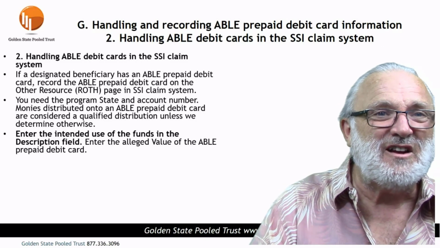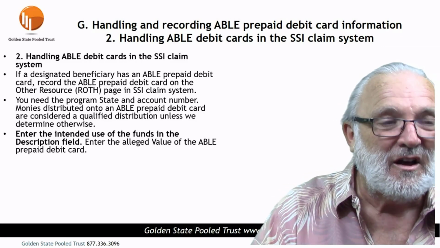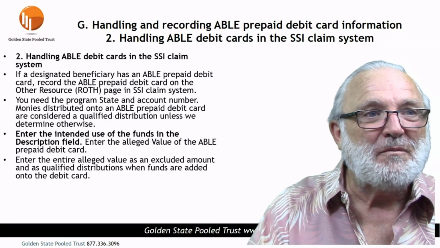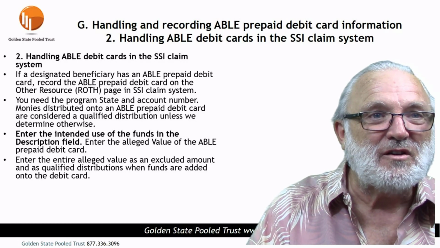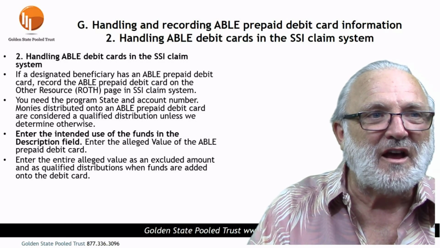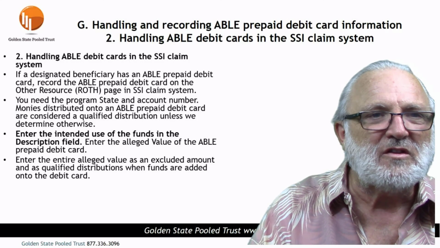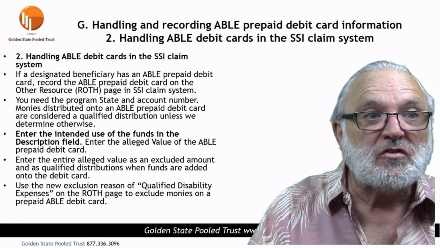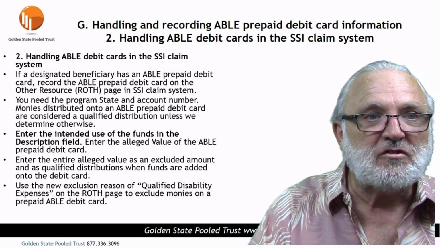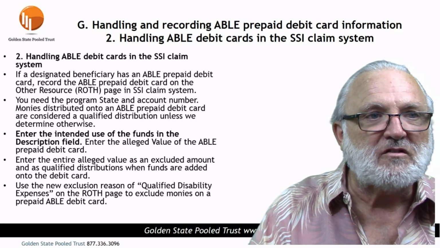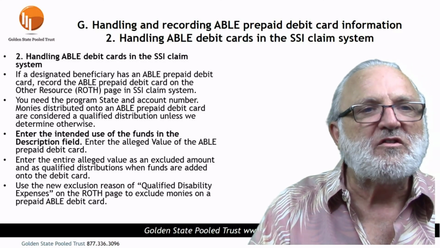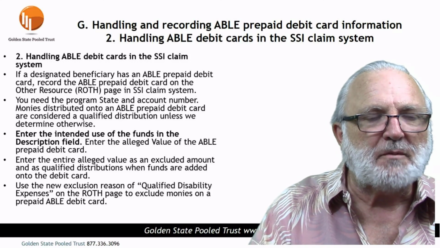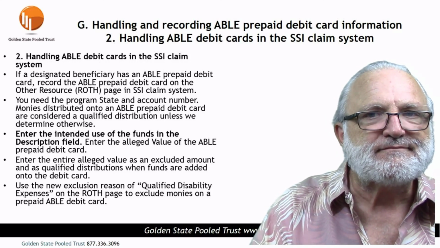Now, my understanding is this is going to be very broad. Enter the entire alleged value as an excluded amount and as a qualified distribution when the funds are added onto the debit card, and use the new exclusion reason of qualified disability expense, which excludes the monies on the prepaid debit card on the system.